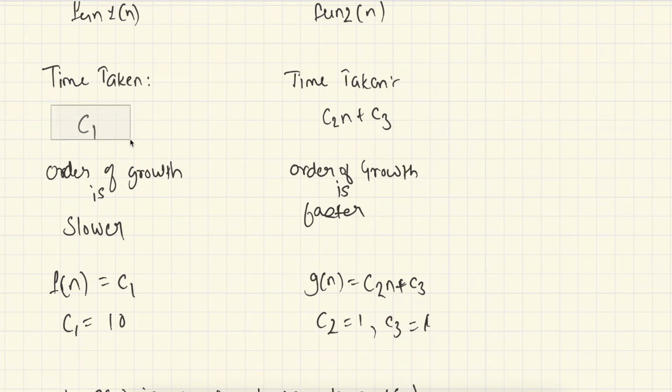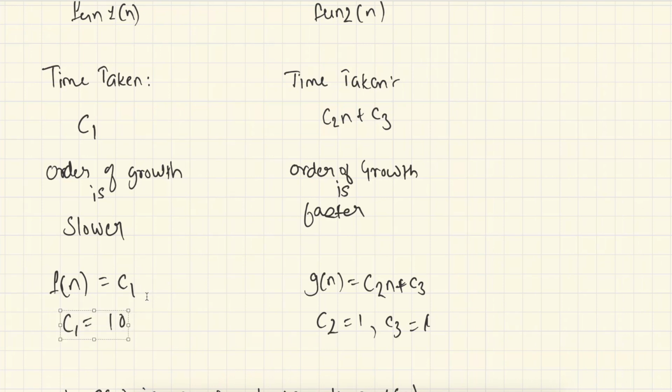So what we do in asymptotic analysis is first we get the expression of time taken by an algorithm. The time taken by our function 1 is c1 and the expression of time taken by function 2 is c2n plus c3. So we can write that f(n) is equal to c1. f(n) is nothing but function 1. As we were running function 1 on machine 1, we assume that the value of c1 is 10.